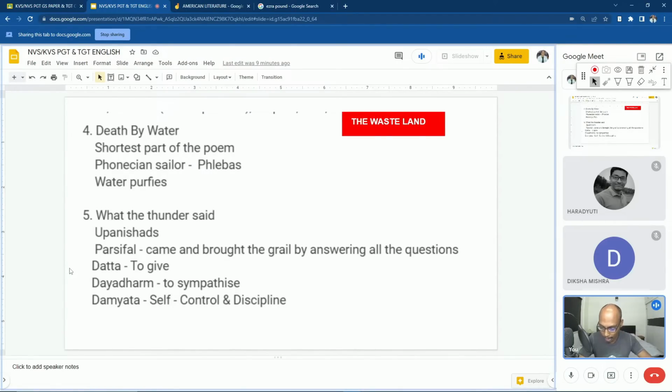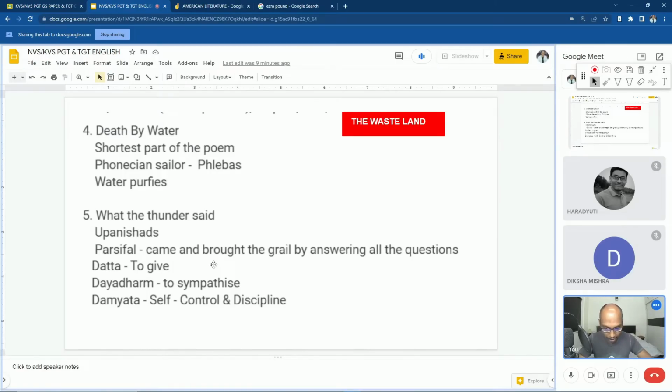Datta means we have to give, to give oneself. We should sacrifice ourselves. And the second one is Dayadhvam. That means we should show sympathy, to sympathize with others' problems. And then Damyata means we should have self-control. Otherwise, we cannot reach the place where we have come from.